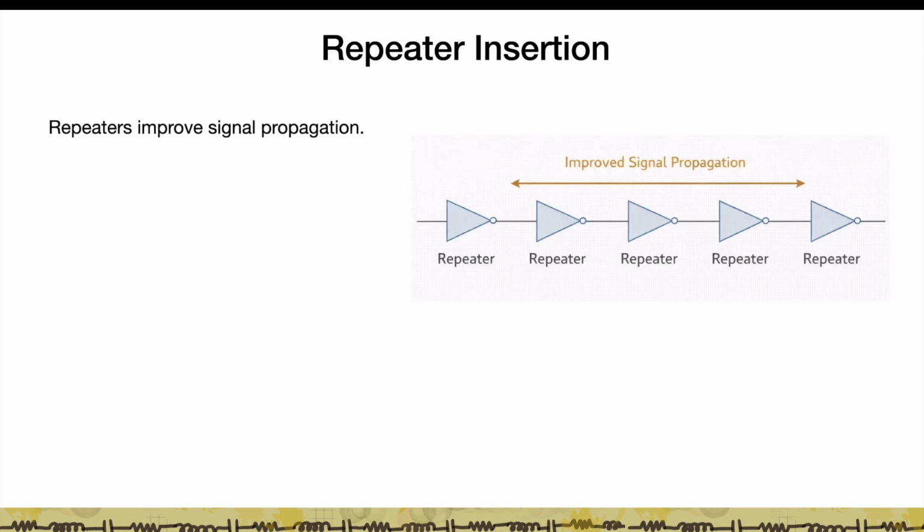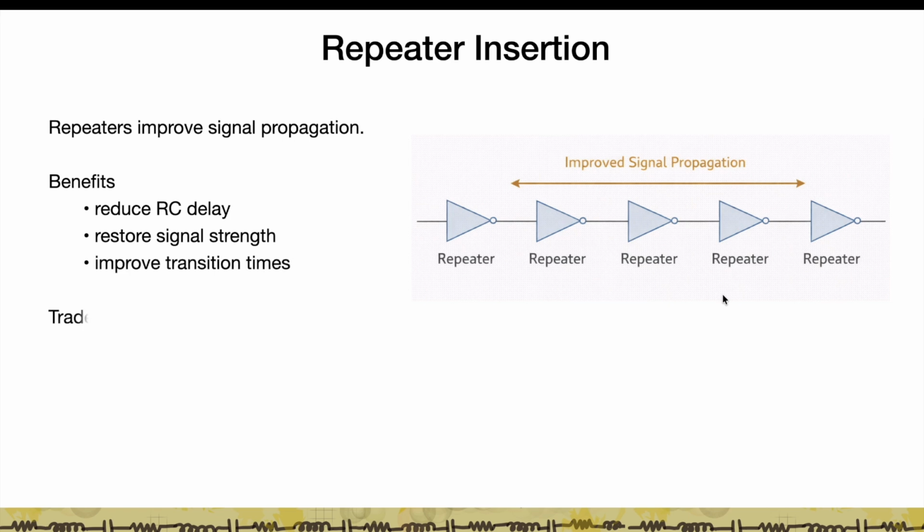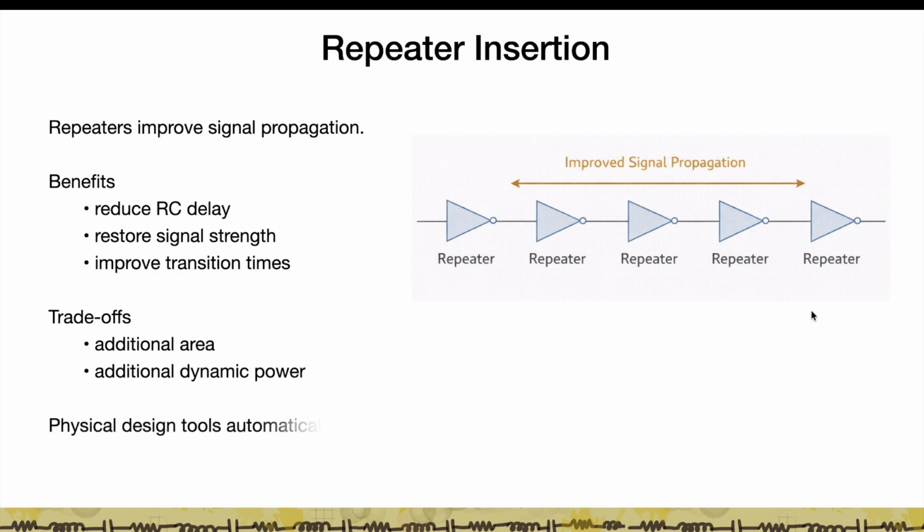Now, repeaters do three things well. They reduce the RC delay by shortening effective wire segments. They restore signal strength that degrades over a long wire. And they sharpen transition times, which matters because a slow edge at an input causes its own additional delay through a receiving gate. The trade-offs are real though.